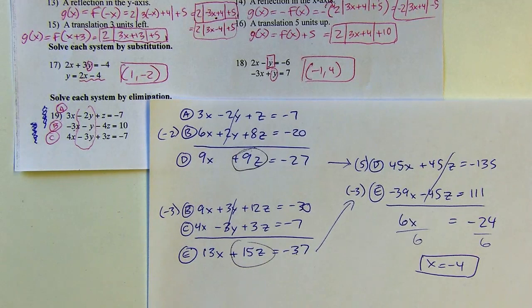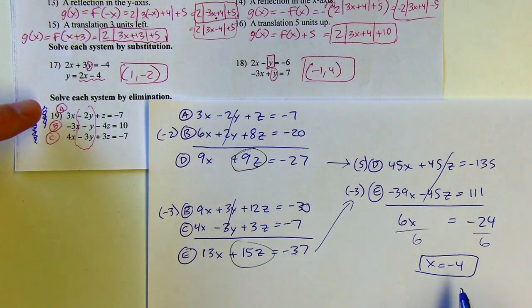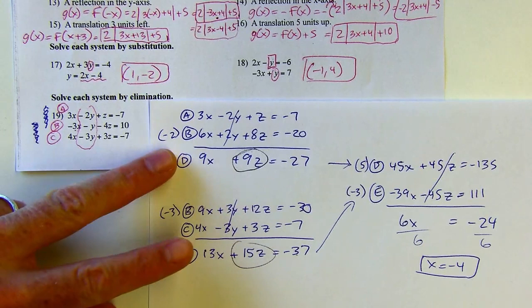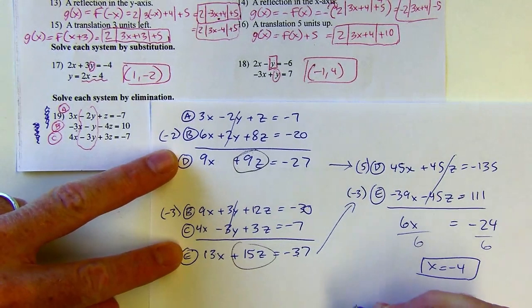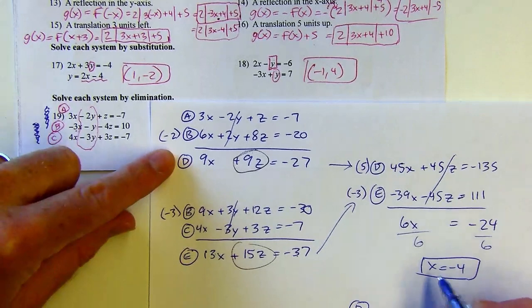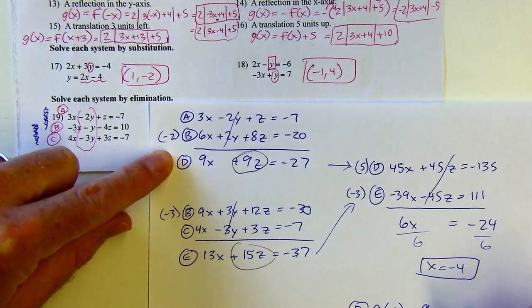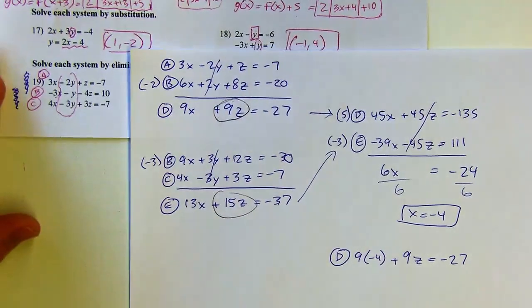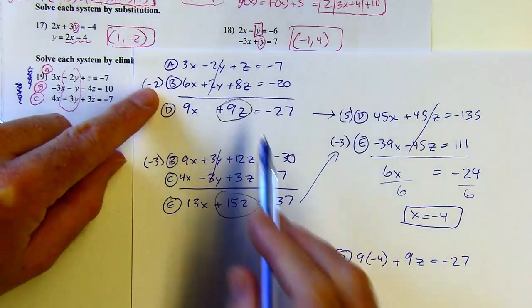So what I'm going to do is go back to an equation. I don't actually want to go back to the original equations right now. I want to go to an equation that has just an x and a z in it. So either equation D or E, and it doesn't really matter which one. So I'm going to choose equation D, and I'm going to plug in this x value. So 9 times negative 4 plus 9z is going to equal negative 27. Whoops, I'm off screen, sorry. Plug in just the x value I already knew into equation D there, okay?